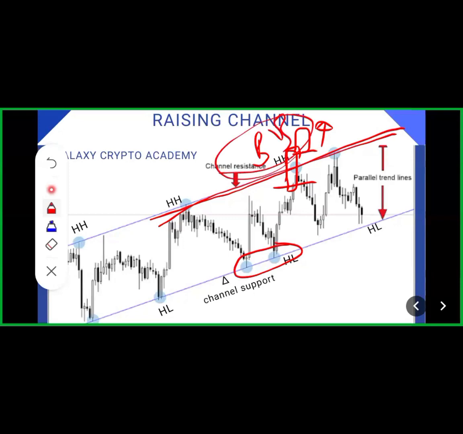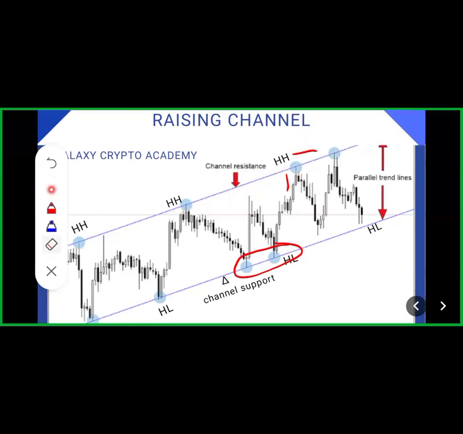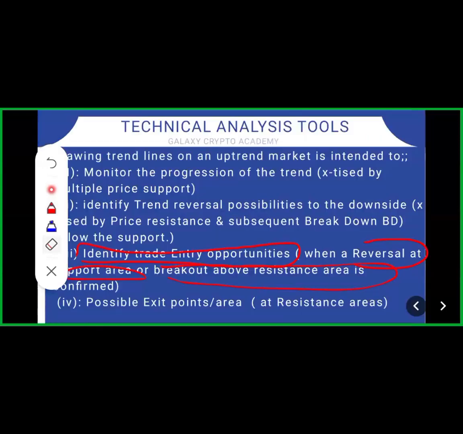All right. Lastly, why do you have to draw this support and resistance on the chart? Number 4, to identify possible exit points or areas within the market. Now, what are these possible exit points? Of course, you know it is the resistance line. Those are the possible exit points.